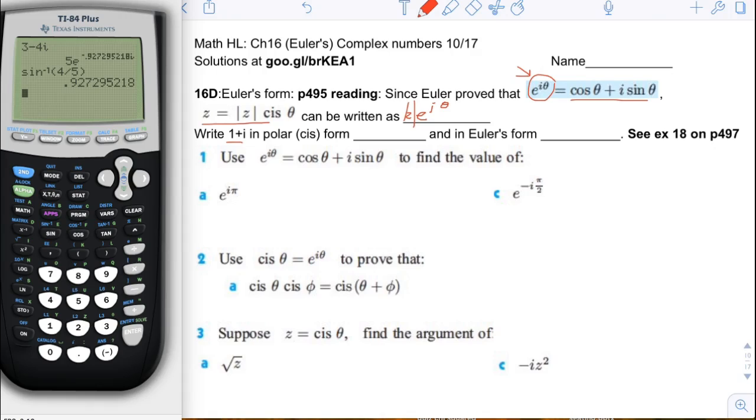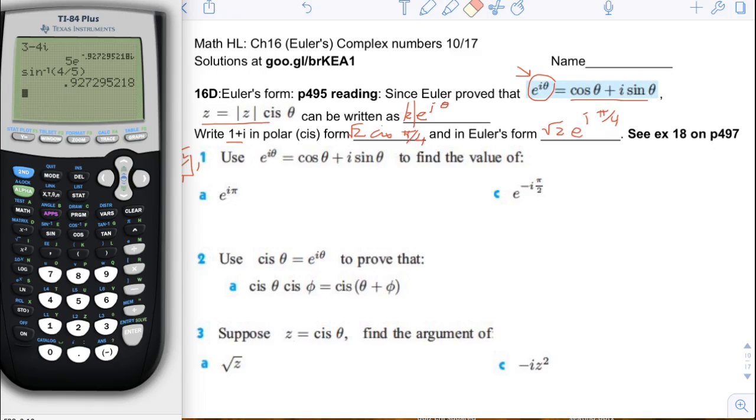So let's write 1 plus i in polar cis form. That would be a triangle at 45 degrees with hypotenuse square root of 2. So we'll write square root of 2 cis 45 degrees, or instead of 45 degrees, I want to write that in radians, so I'm going to put pi over 4. And in Euler's form, it would be square root of 2 e to the i pi over 4.